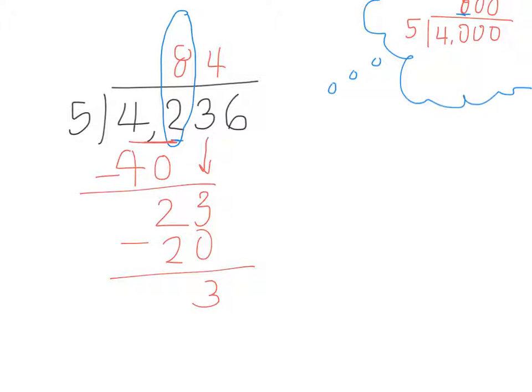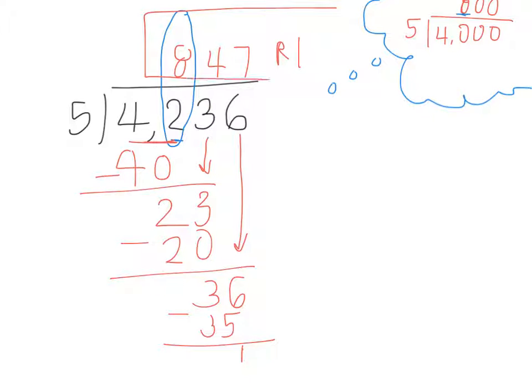I'm going to have to regroup those tens now into ones. My 3 tens can be regrouped into 30 ones. If I combine that with the 6 ones I have up here, that's 36 ones altogether. 5 goes into 36 7 times. 7 times 5 is 35, giving me a remainder of 1. Since my remainder is smaller than my divisor, I know that this is truly a remainder. My answer, then, is 847, remainder 1.